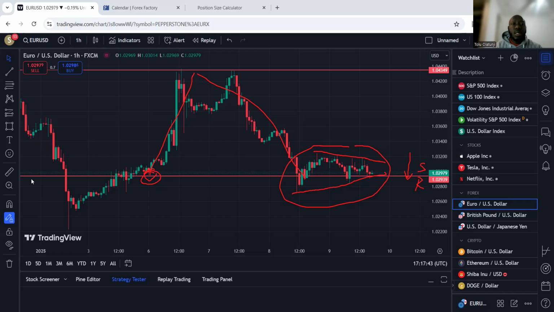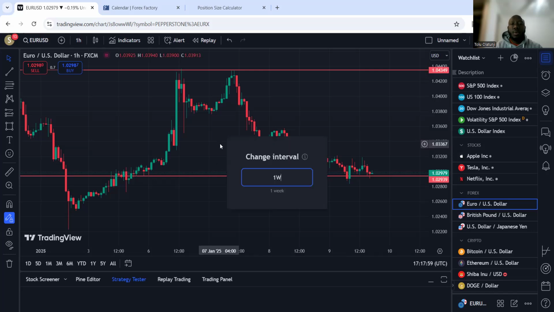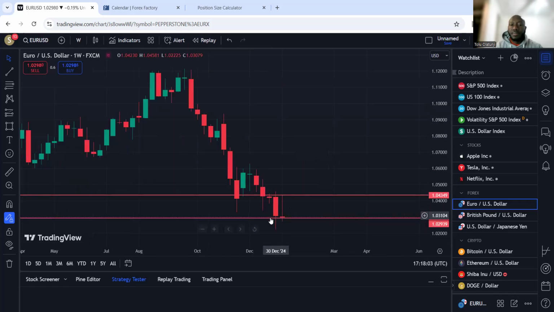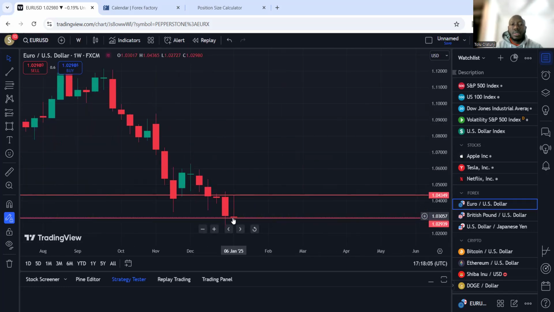One thing I'm going to show you now is the weekly time frame. As we said, the market started from here Monday, pushed all the way up here, and then was totally consumed. Everything was sold back up. So what do you think the weekly candle looks like now at the moment? This is the weekly candle for the Euro USD. This candle here, if you have a look at it, it looks like what?